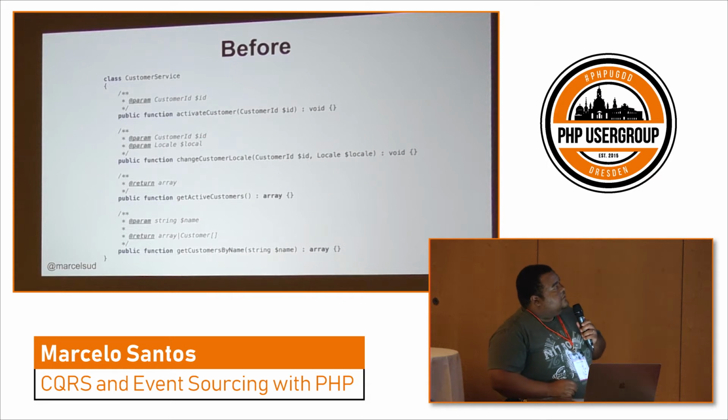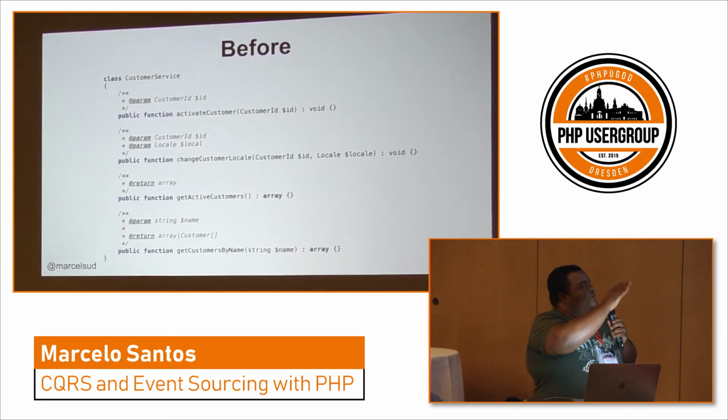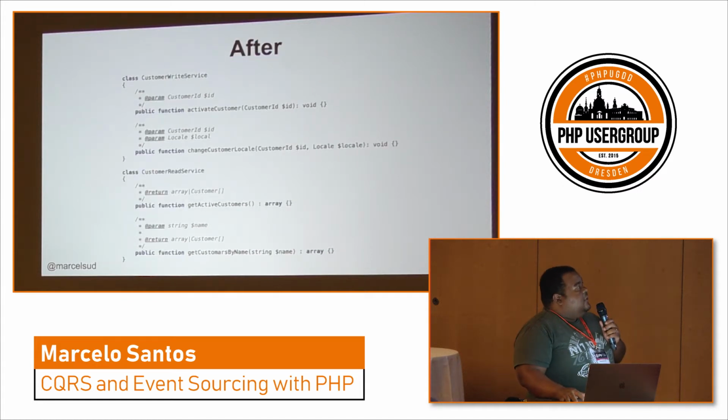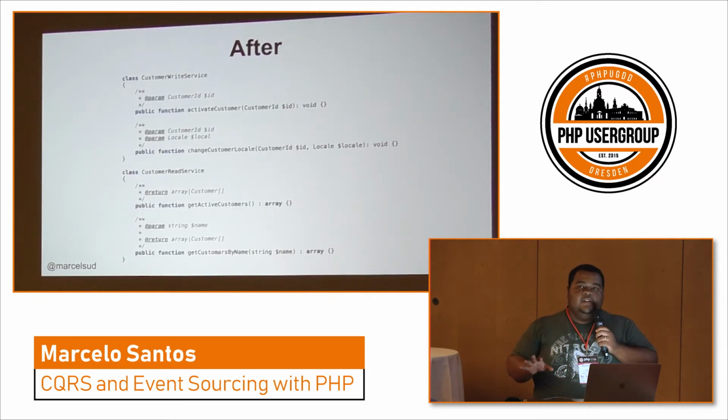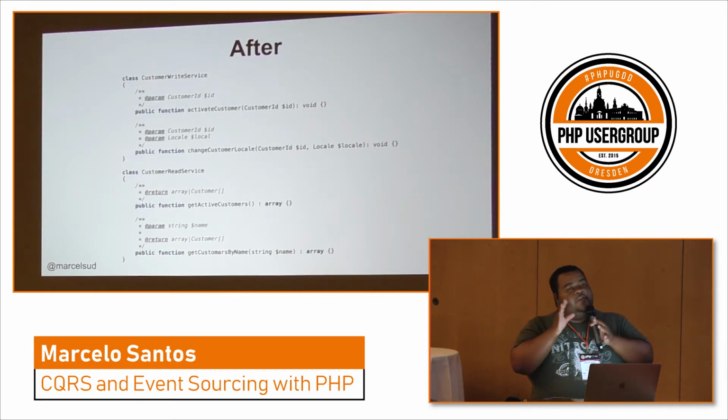So let's see a little bit of code. Imagine this was a customer service before we apply CQRS. We have two methods that are writing, changing some state, and two that are just retrieving some data, meaning they are not changing any state. This is what will happen after you apply CQRS. Mainly, you have two different objects, one for the write part and the other for the read part.